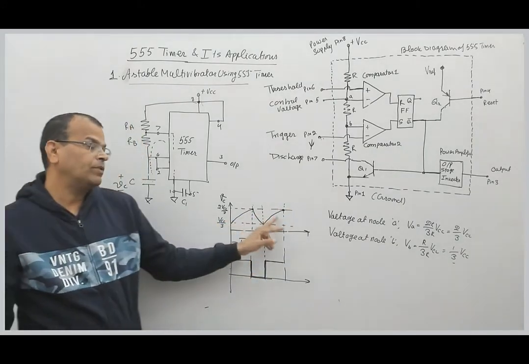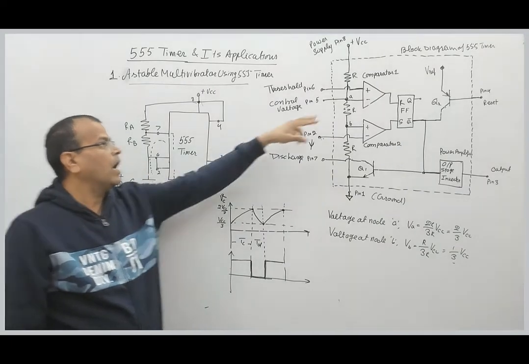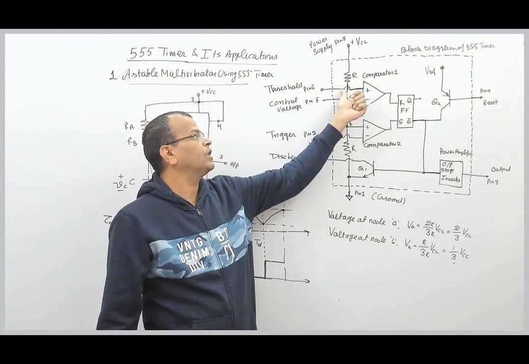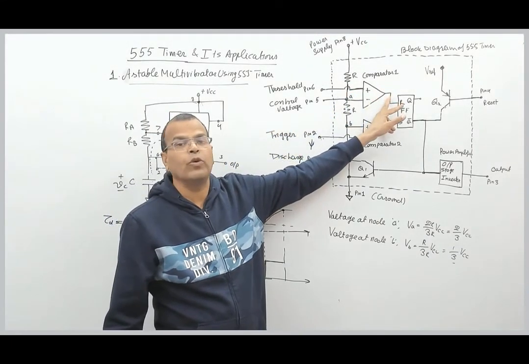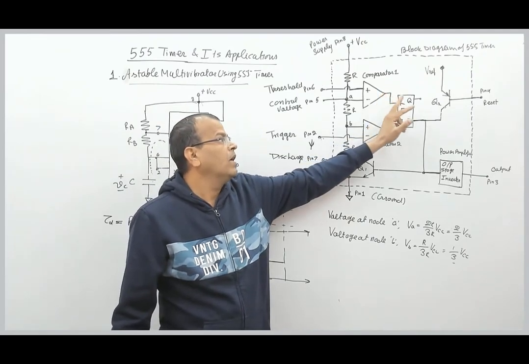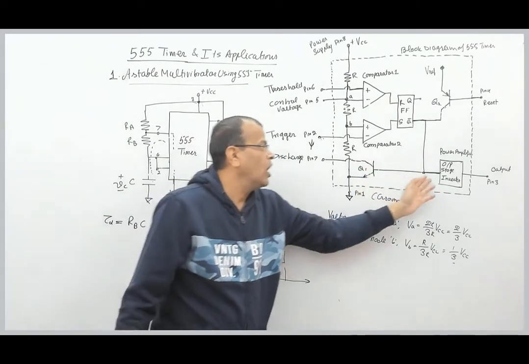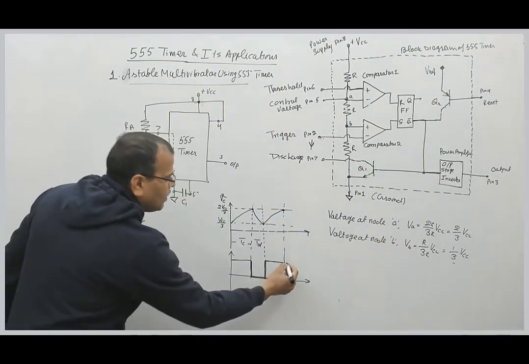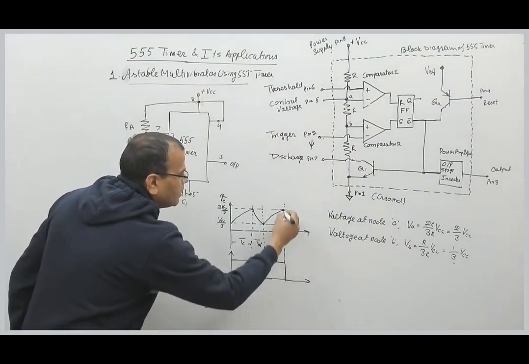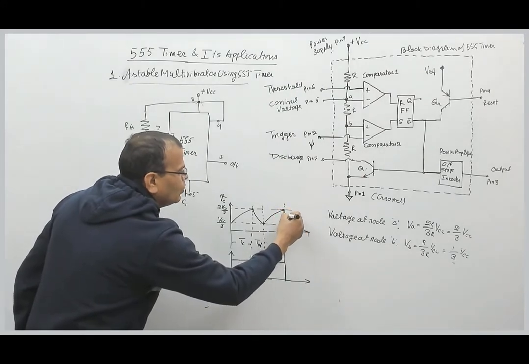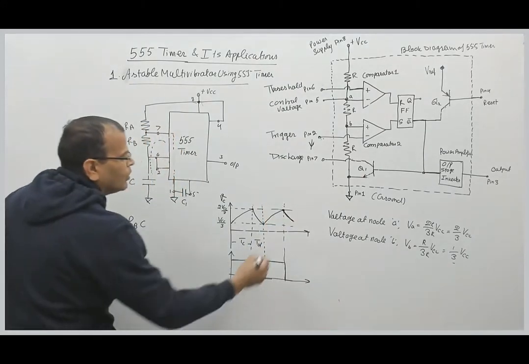When the voltage across the capacitor reaches 2 VCC by 3, the output of this comparator circuit becomes high. When this is high, this transistor is connected to ground, and the output becomes low. So the output becomes low and the capacitor starts discharging through transistor Q. So this is the charging period.